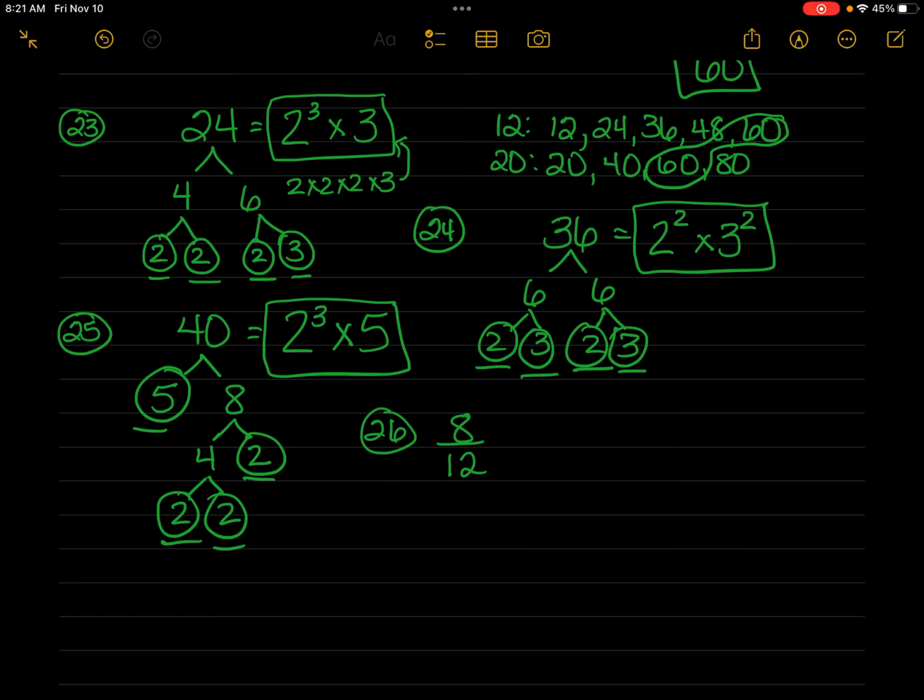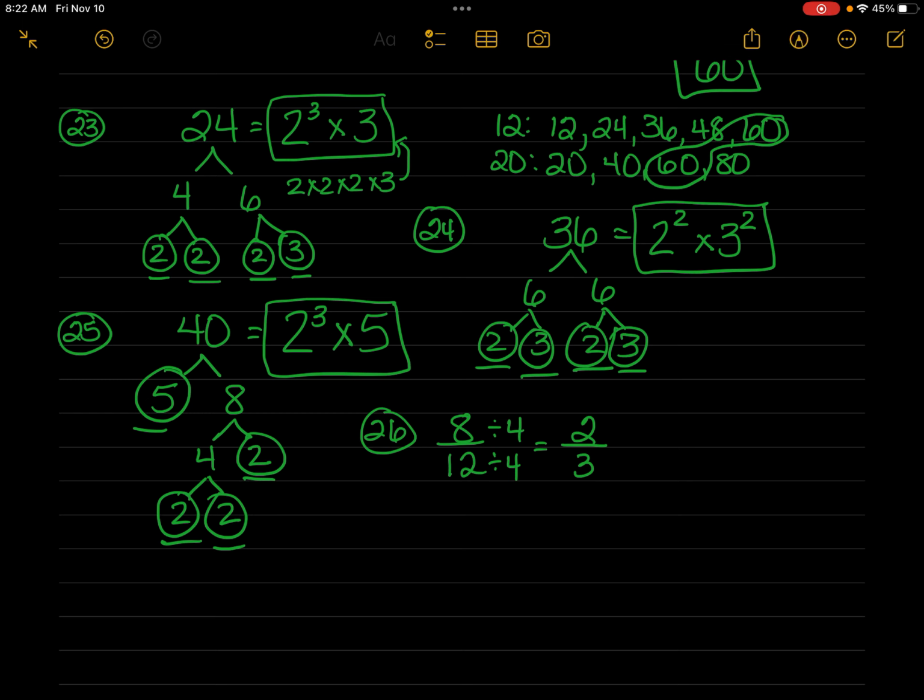Okay, so 8/12. What can both of these numbers be divided by? Well, they could both be divided by 2. We know that because they're even numbers. But think if you know a bigger number that they can be divided by. So this is like finding the GCF. Okay, so you're dividing by the GCF. Well, both of these can be divided by 2, but they can also both be divided by 4. So you just have to go through your factors for each one and see what the biggest one is. So 8 divided by 4 is 2, and 12 divided by 4 is 3.